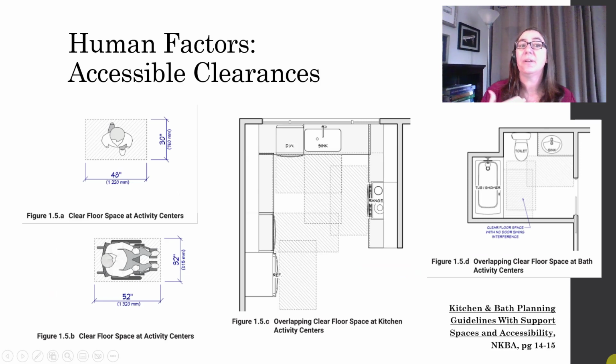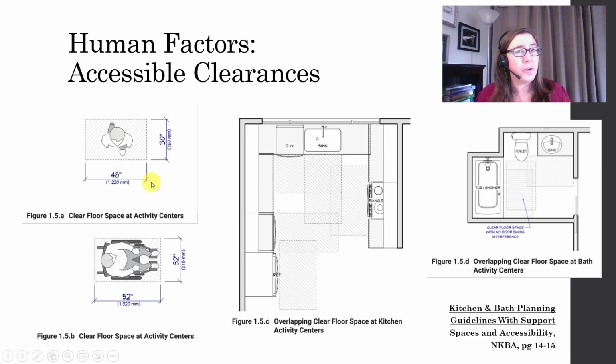Next, let's talk about clearances. It turns out that people take up space in a room and we need some room to move around and to work. That's typically going to be roughly 30 inches by 48 inches. And you can literally draw that on a floor plan if you like. But it, of course, varies based on your user.